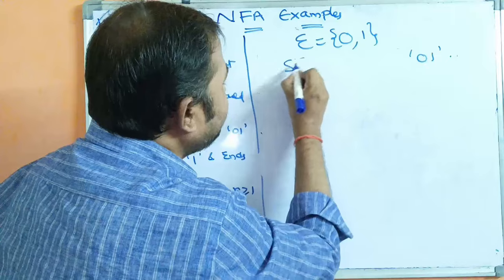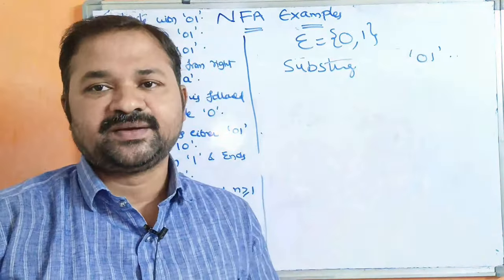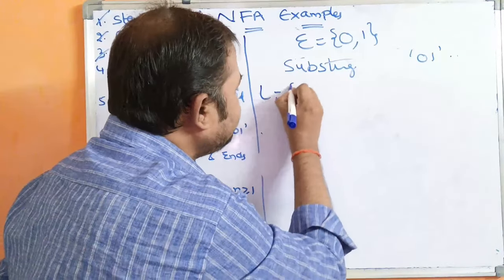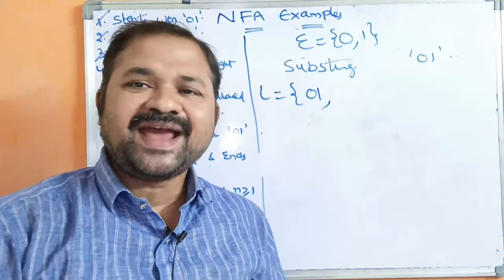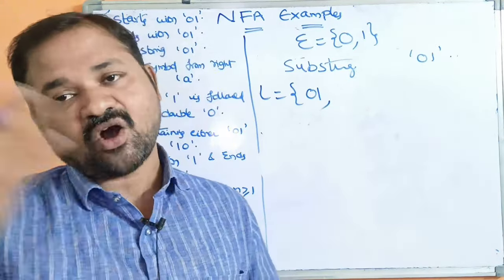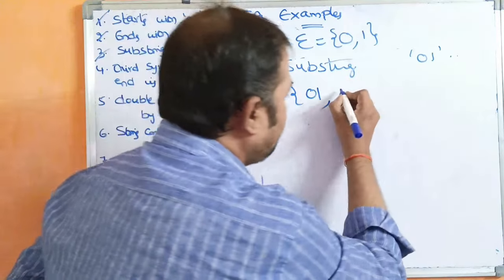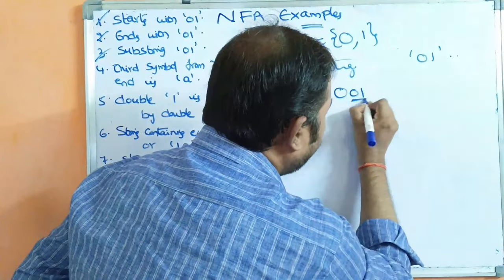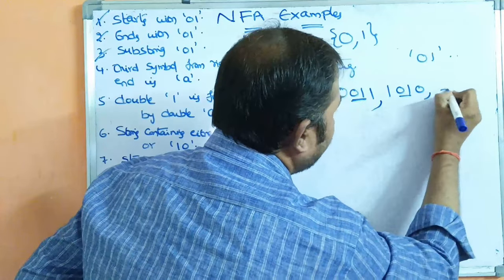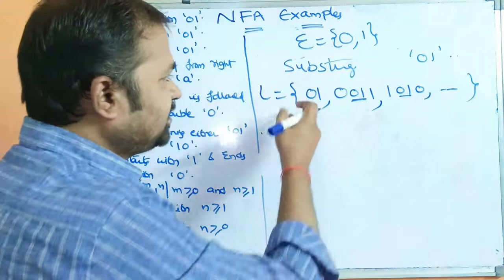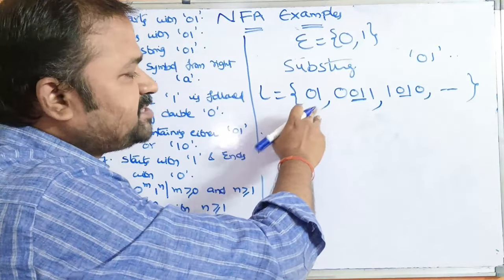We have to design an NFA for the strings whose substring is 0, 1. Let us write the language. Before 0, 1, we can have any number of zeros and ones. After 0, 1 also, we can have any number of zeros and ones. There is no restriction on that. So 0, 0, 1, 1, 1, 0, 1, 0, likewise, we can write a number of strings. The minimum string is 0, 1, so the minimum string length is 2.